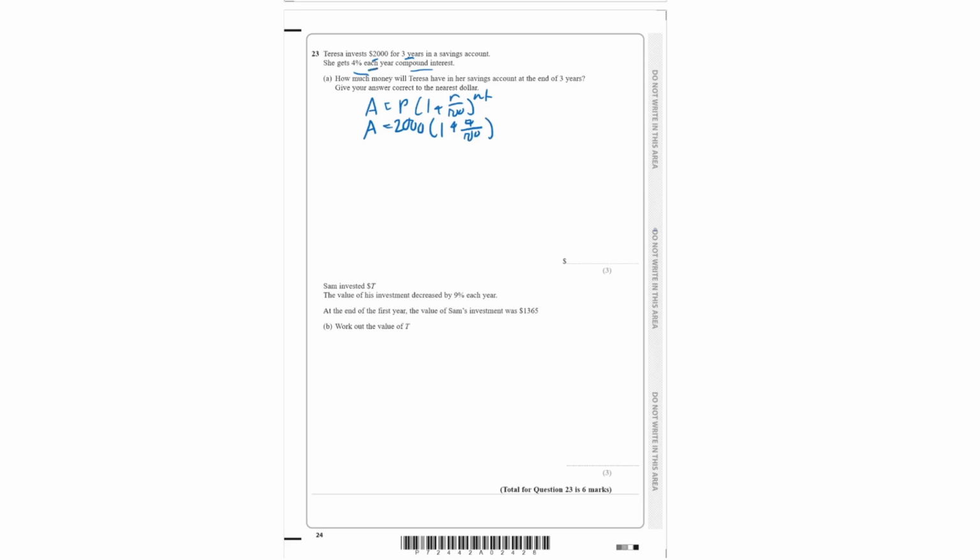So since this is only once per year, we simply write here 1. And T is for how many years? So we can simply write that as 3. We can simplify this to A is equal to 2,000 times (1 plus 4 over 100, which is 1.04), to the power of 1 times 3, which is 3.